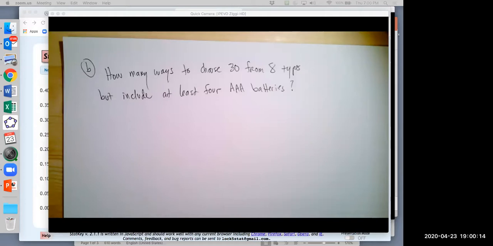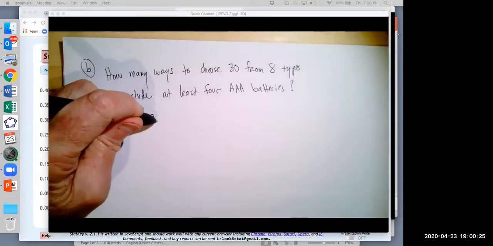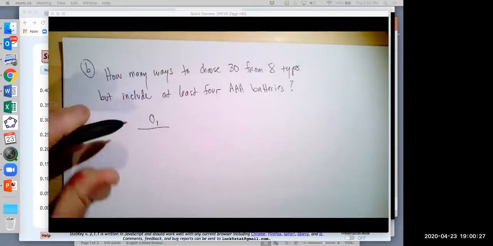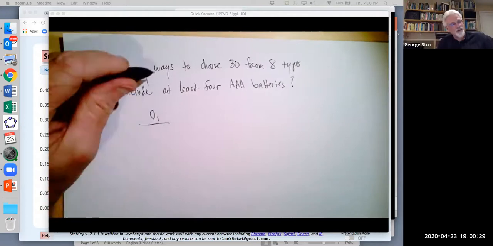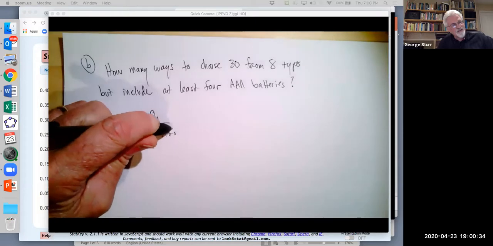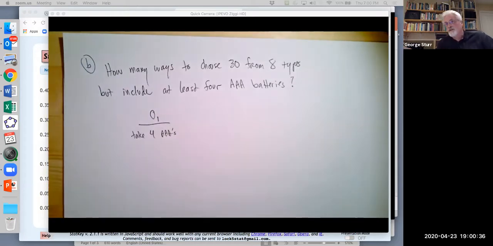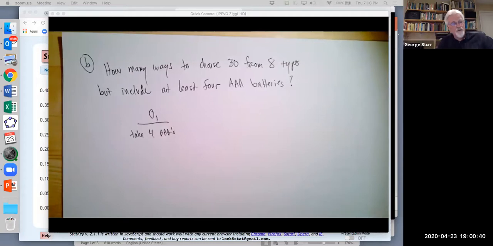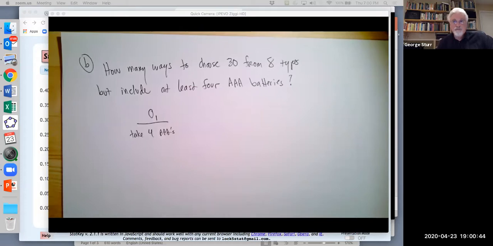I would guess that we would just place the 4 AAA batteries and reduce the value of R by that, so now I only have 26 for R. So my first operation would be to take 4 AAAs. Thinking operationally, first thing you're going to do is get those 4 so you're guaranteed, right? I agree. How many ways to do that? 1.